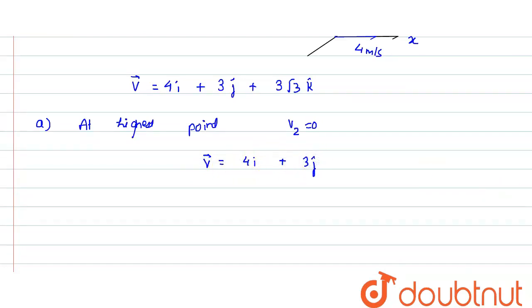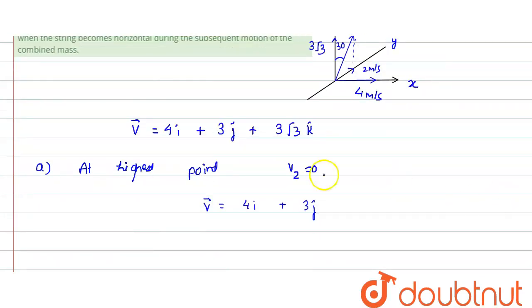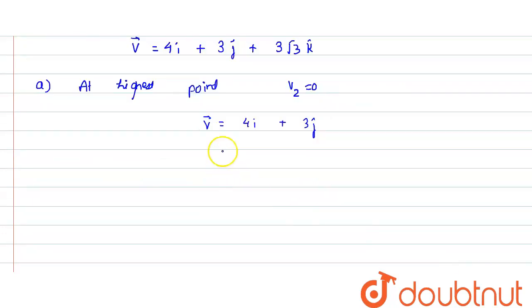Why? Because only the gravitational force would be acting along the z direction, and there would be no force in the x direction or the y direction. So the velocity of the x and y components would be constant. Only this z velocity would be changing, and it would be retarding due to the gravitational force. So what is the magnitude of the velocity if we ask? What is the mod of v? It would be equal to the square root of 4 square plus 3 square, which is square root 25, and square root 25 would be equal to 5 meter per second.